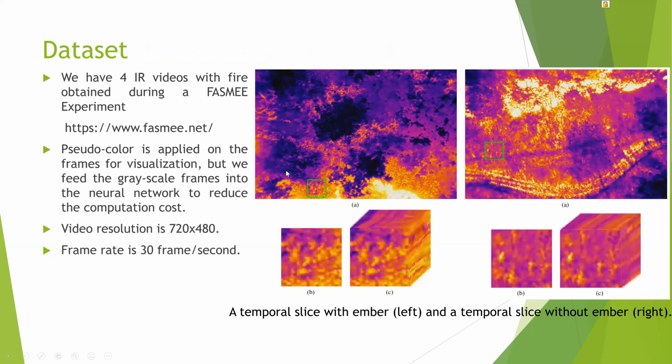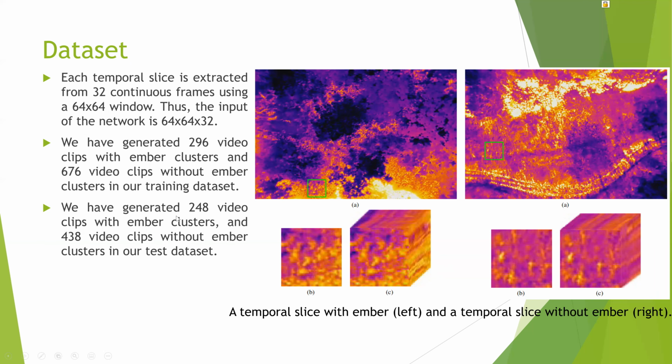Now let's discuss our dataset. We have infrared videos with fire obtained from our FASMEE experiment. Pseudo colors are applied on the frames for better visualization, but because they are IR videos, we feed the grayscale frames into the neural network to reduce the computational cost. The resolution of the video is 480p, and the frame rate is 30 frames per second.